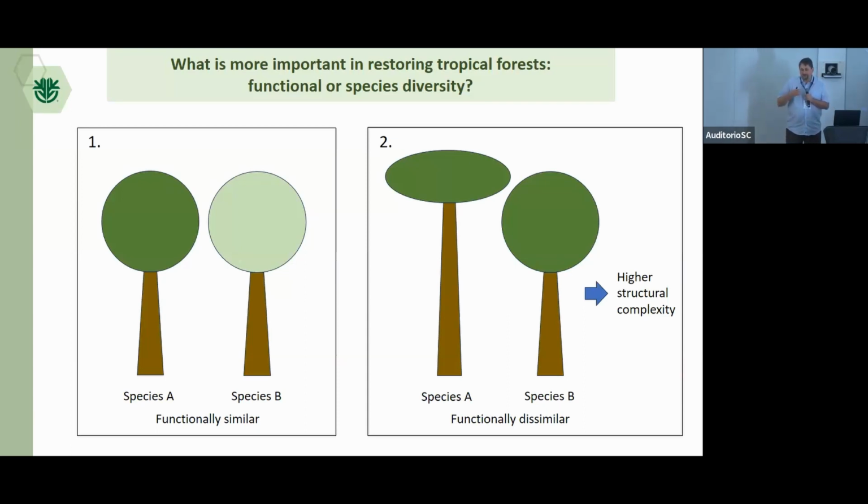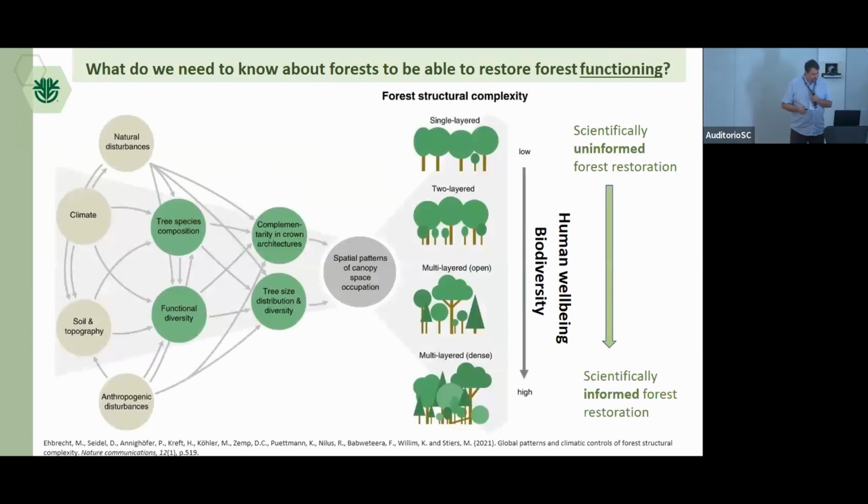And when you plant, the forest will go through a stem thinning phase after the planting. And so the more dissimilar the species are functionally, the more likely it is they're going to survive the process, and the complexity of the new forest is higher. So in other words, the more functionally dissimilar species we have, the higher the structural complexity of the resulting forest.